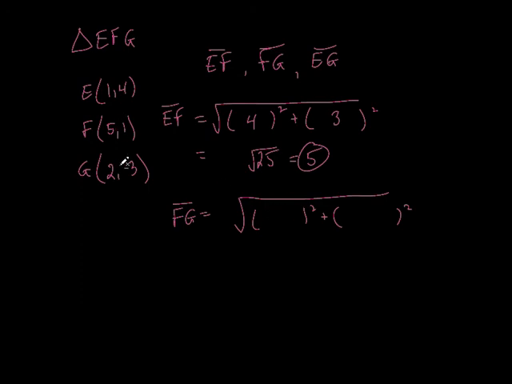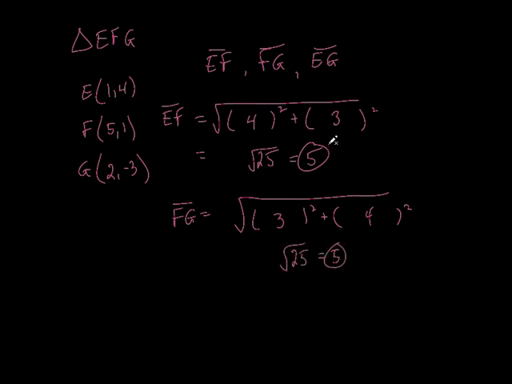F and G, these bottom two right here. Subtract the x's. What do you get? 3. Subtract the y's. You could do it two ways. You could go 1 minus negative 3. Minus negative is plus. 1 plus 3 is 4. That's 9. That's 16. 9 and 16 is 25, and that equals 5.